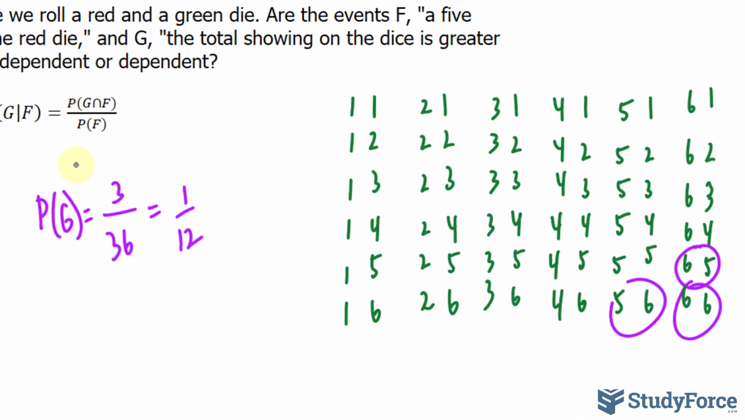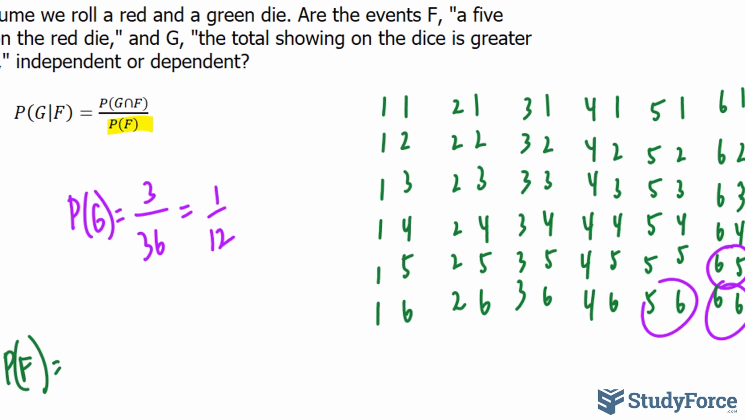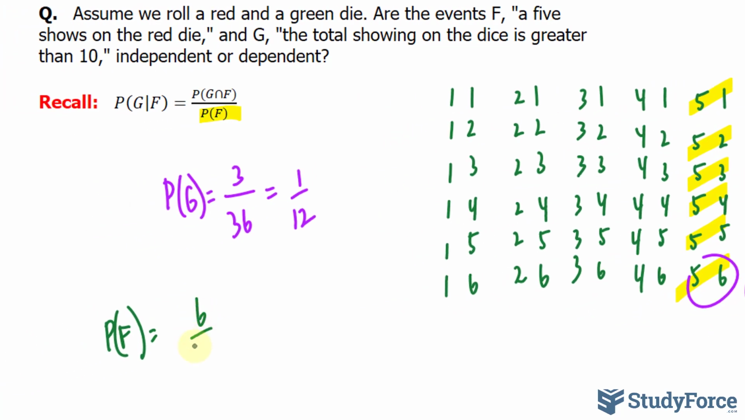And we will use this formula now, where first, to calculate the denominator, the probability of F occurring, remember what F represents. It represents a 5 is shown on the red die. Well, that happens 6 times, 6 out of 36 times. So 6 over 36 is equal to 1 over 6.